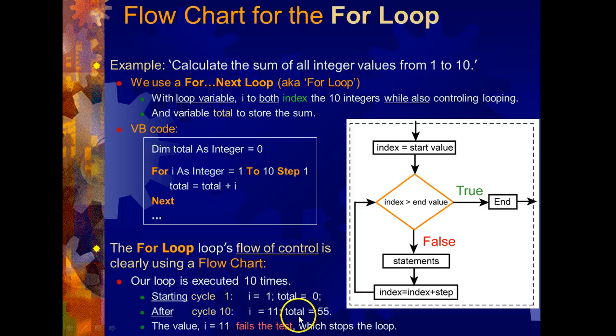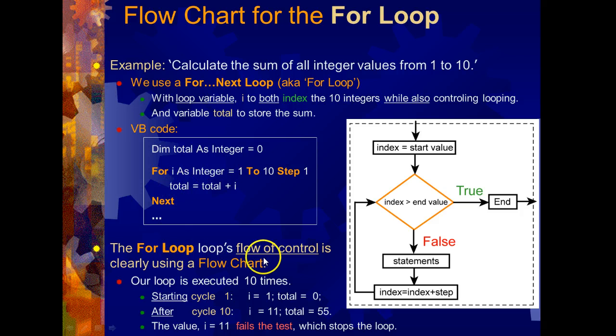Okay, here's the flowchart for the loop. We looked at this, but let's just look at it again. Example, calculate the sum of all integer values from 1 to 10. We use a for next loop with loop variable I to both index the integers while also controlling the looping. So it's going to be used in here, which it doesn't always have to be, and it's also used to control the loop. Okay? And variable total to store the sum. So total will store the sum.